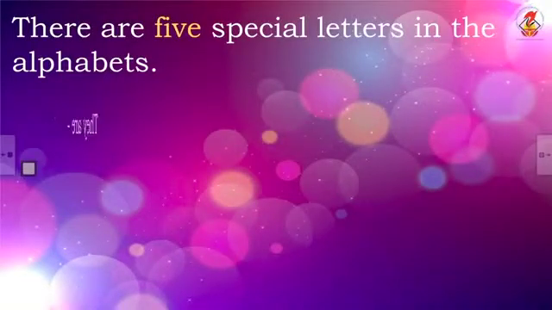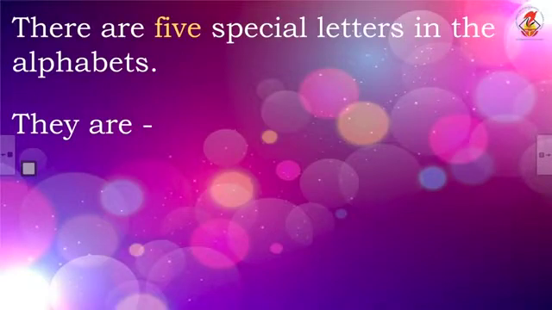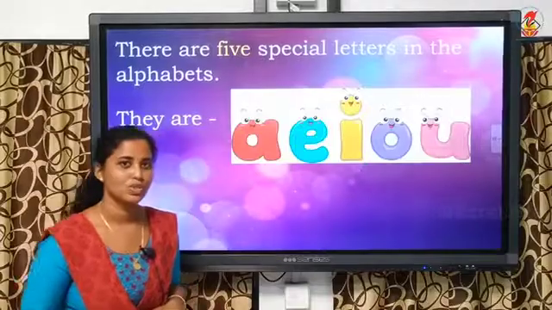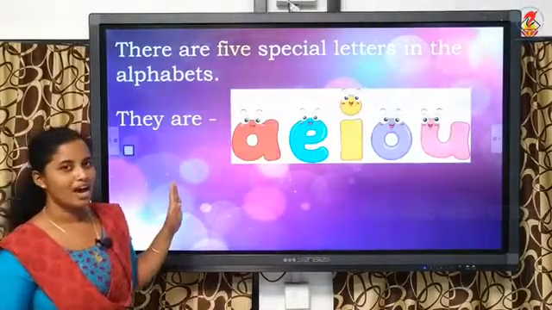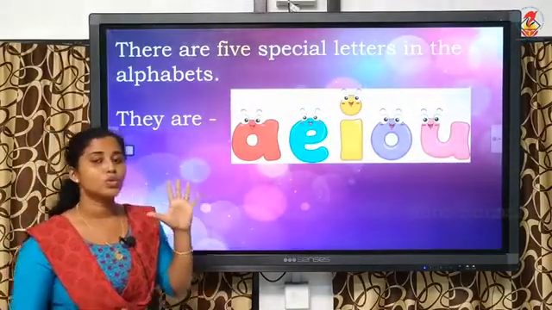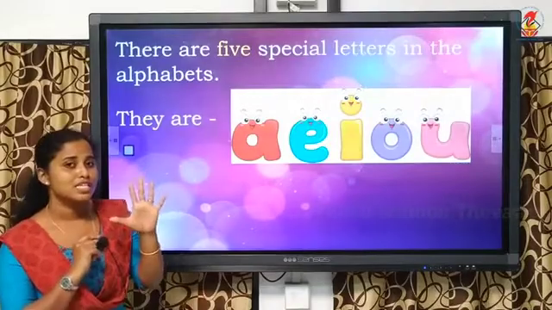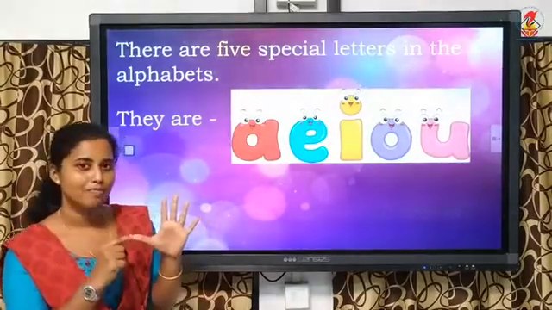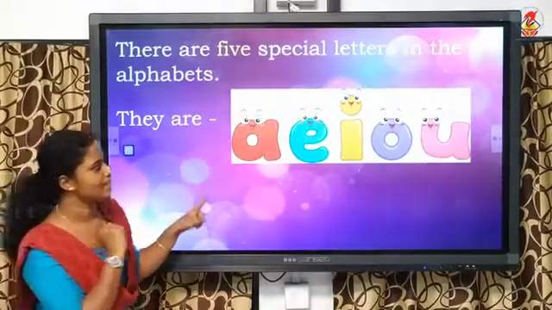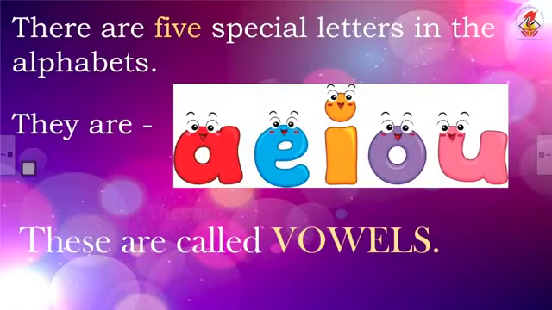And do you know which are they? Yes, I'll tell you which are the 5 special alphabets. They are A, E, I, O, U. Okay. So, they are very special, like our 5 fingers. Okay. So, the 5 special letters are A, E, I, O and U. And we call them, what is it? We call them vowels. Okay.